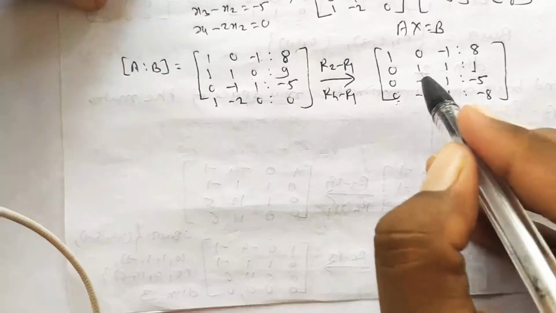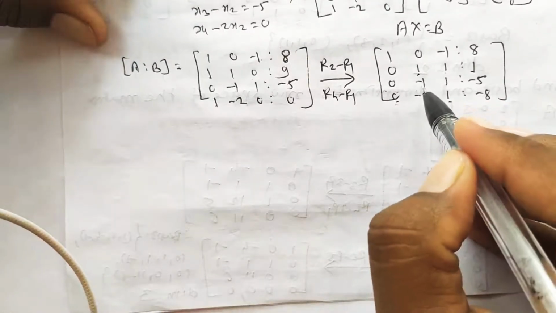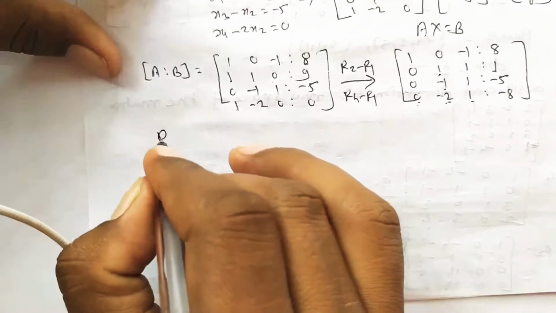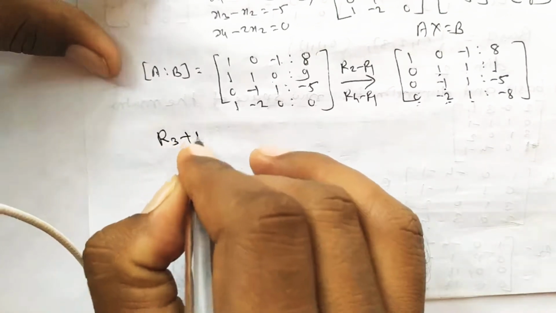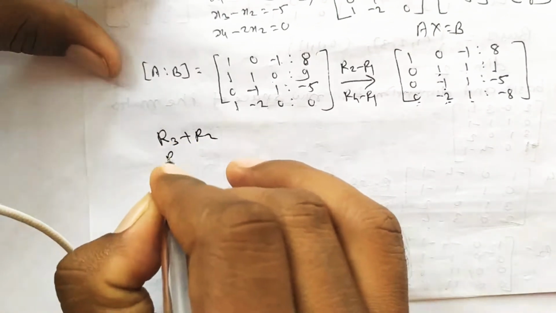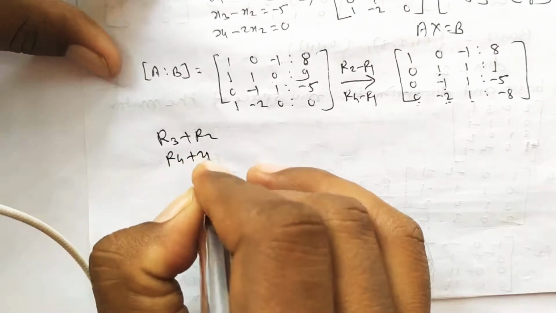Now second diagonal element is this. We have to make this minus 1 0 and minus 2 0. So how to make that 0? For that we have to use operation R3 plus R2 and R4 plus 2 times R2.